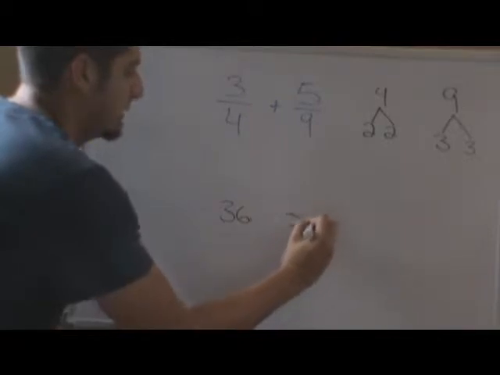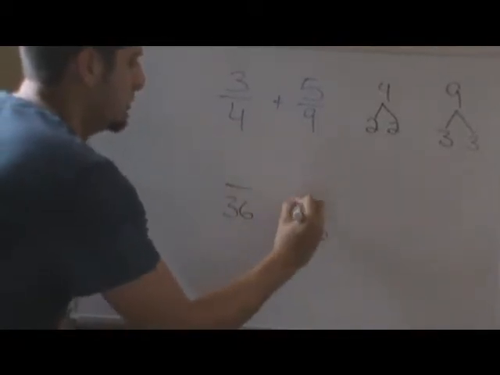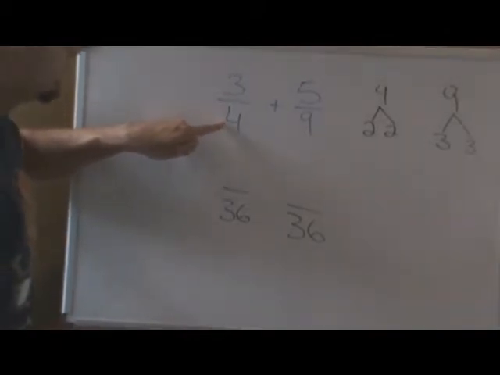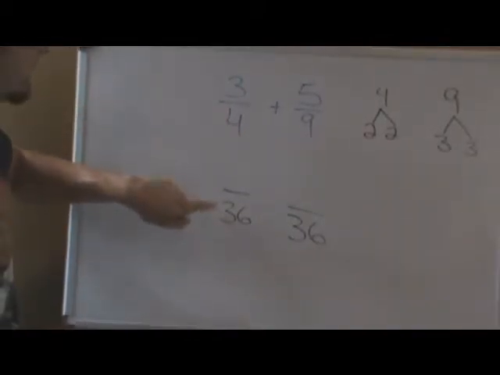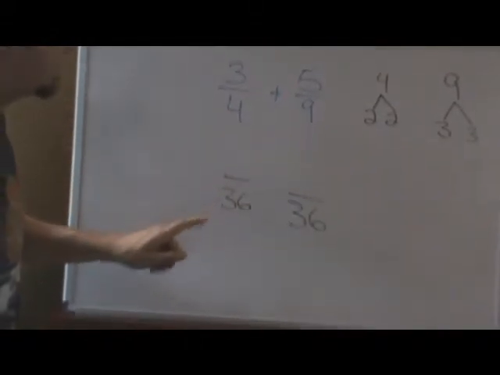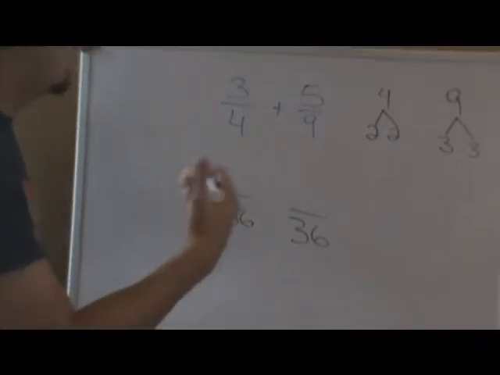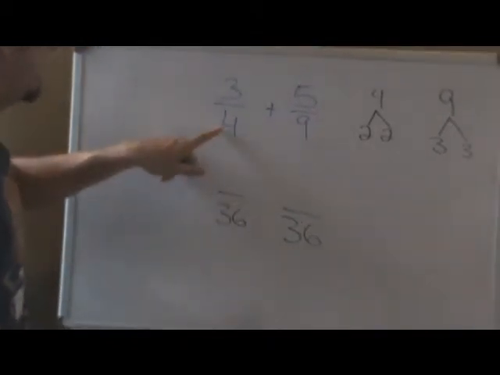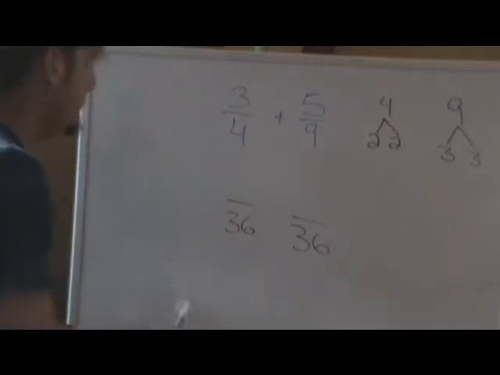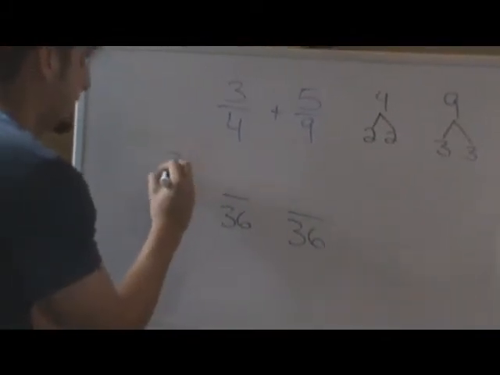So I'm going to make my new problem that has common denominators. To go from 4 to 36, I have to do 4 times 9. So 4 times 9 is 36. So if I'm going to multiply the denominator of 4, let's take a look at it like this.